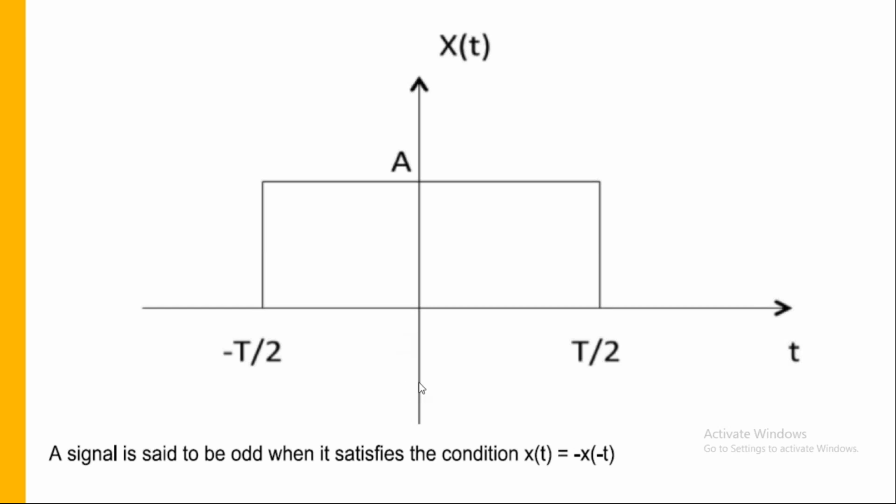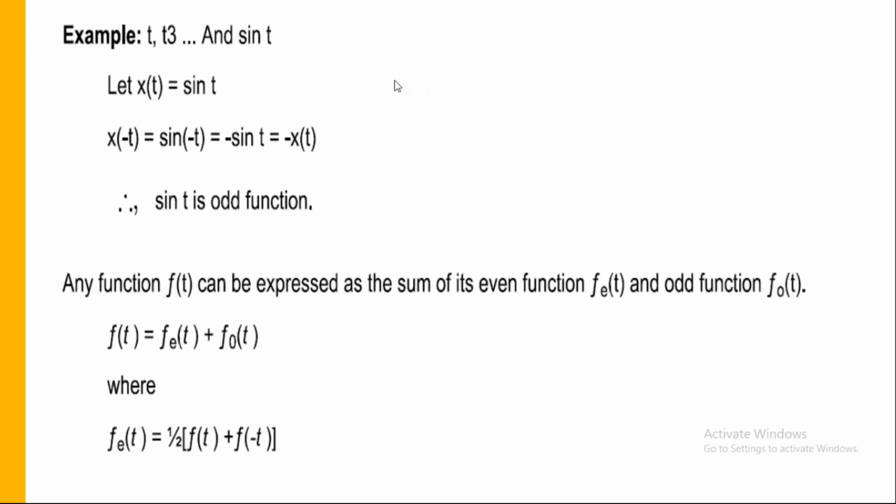Now the other function, which we call an odd function: a signal is said to be odd when it satisfies the condition x of t equal to minus of x of minus t. That means when you take x of t, you will get minus of x of minus t. The examples are t cube and sine t. If you write minus t, it becomes t and minus t, they are not the same, right? So such a function is an example for an odd function.